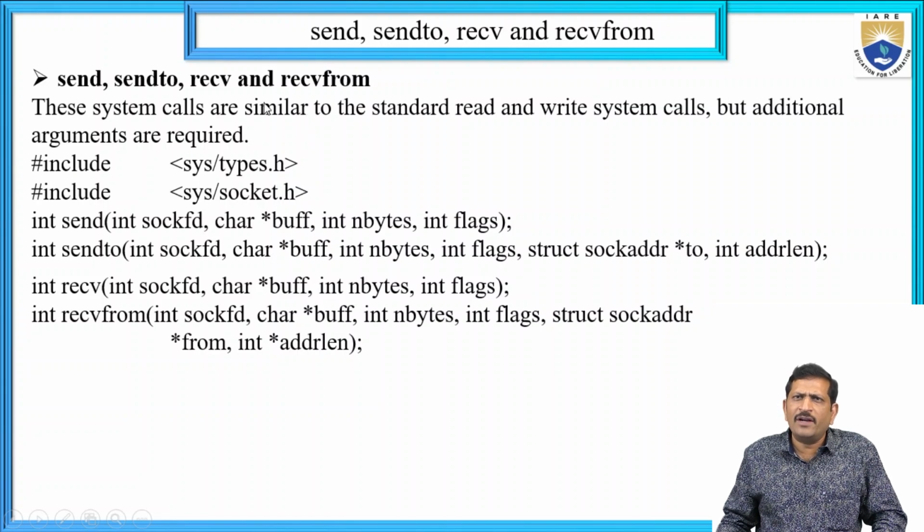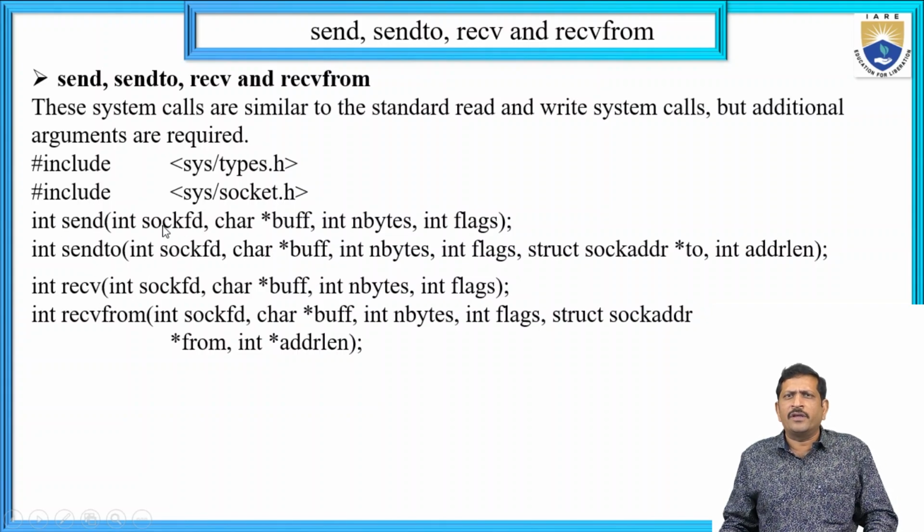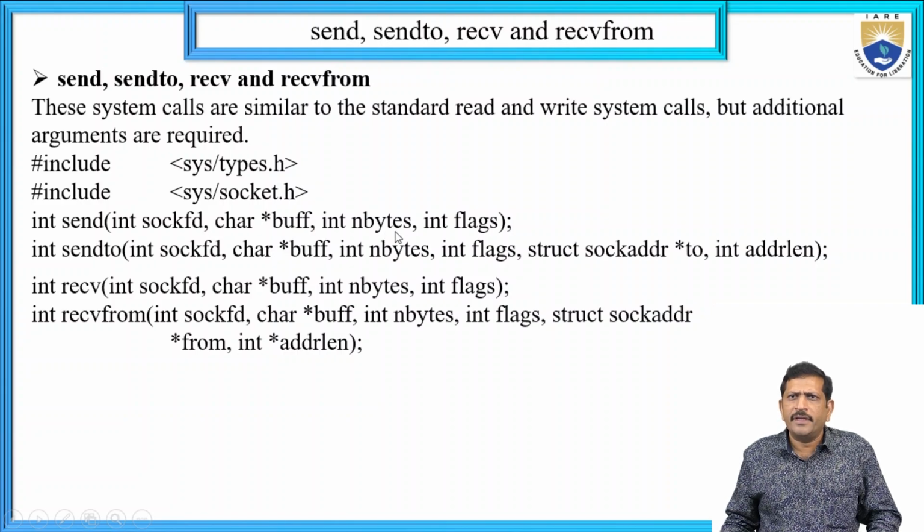These system calls are similar to the standard read and write system calls, but additional arguments are required. Here we are using some arguments. For send, we use sock_fd, a char star pointer type buffer, int bytes, and int flag. These arguments are used.